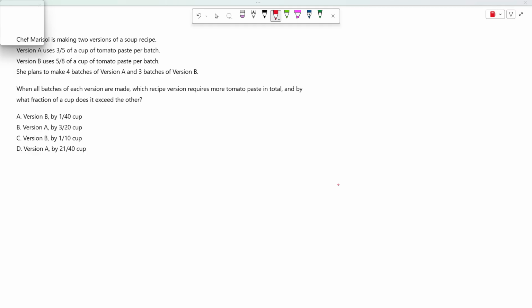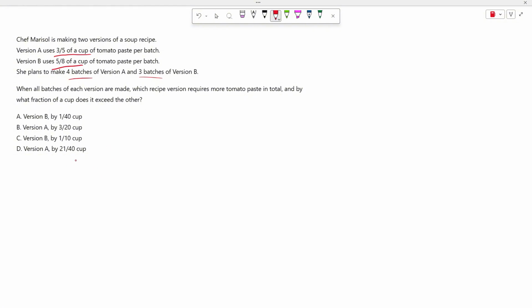Now, I want you to understand that just ordering fractions is kind of a supporting standard, and it's usually paired with several other things, and we'll look at that in a second. Chef Marisol is making two versions of a soup recipe. Version A uses 3/5 of a cup of tomato paste per batch. Version B uses 5/8 of a cup per batch. She plans to make 4 batches of version A, 3 batches of version B. When all the batches of each version are made, which recipe requires more tomato paste in total, and by what fraction of a cup does it exceed the other?